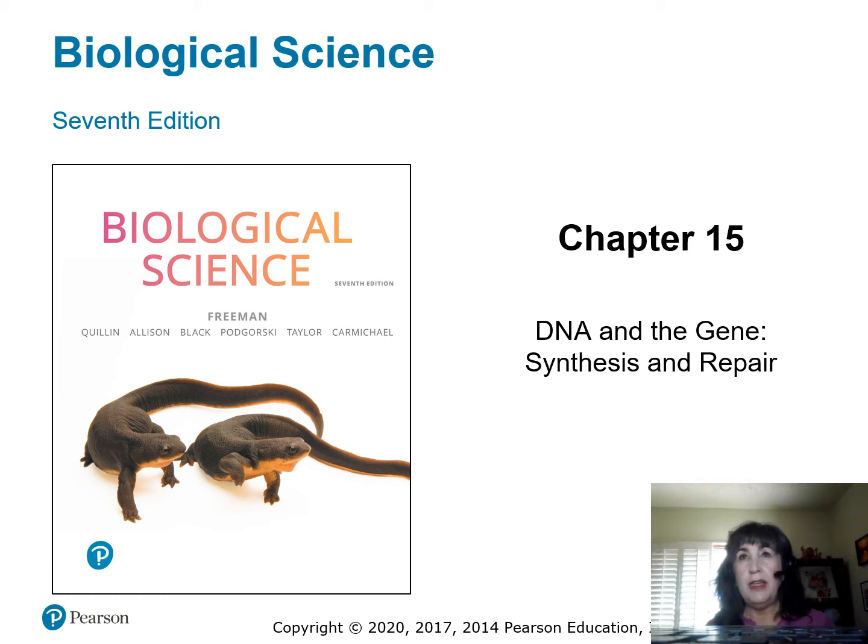Chapter 15, DNA and the Gene. In this chapter, we're going to be talking about a specific phase of the cell cycle. And this cell cycle is the S phase. This is where DNA is synthesized. Another way of saying it is making a copy of DNA.